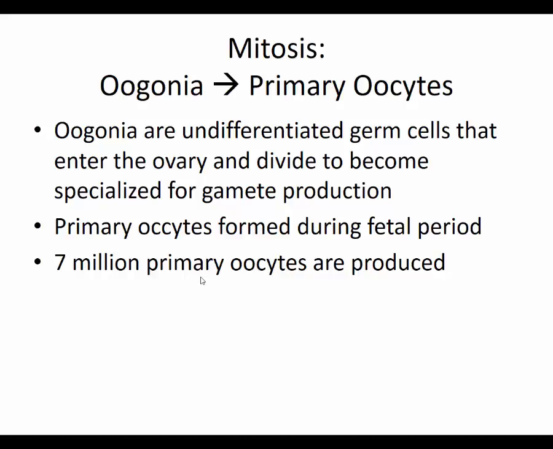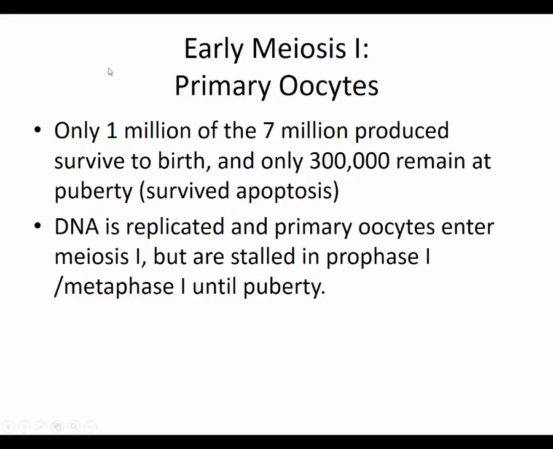A woman only produces 1 egg a month during her reproductive years to be fertilized. So that number is cut down throughout life. So only 1 million of the 7 million produced will remain at birth. Some of them degenerate. They undergo apoptosis. And then from birth to puberty, only 300,000 remain. That's still a lot of kids in a woman's lifetime. So she's never going to use all 300,000 of those eggs.